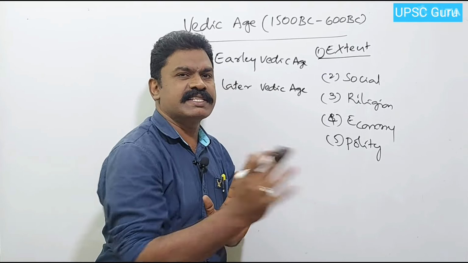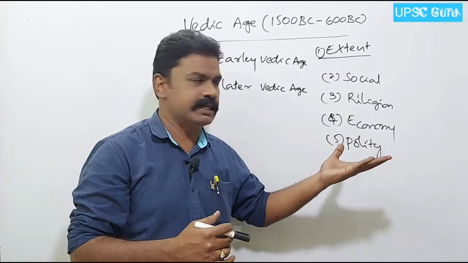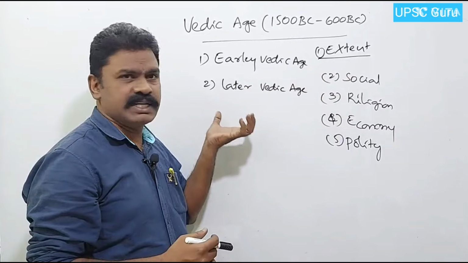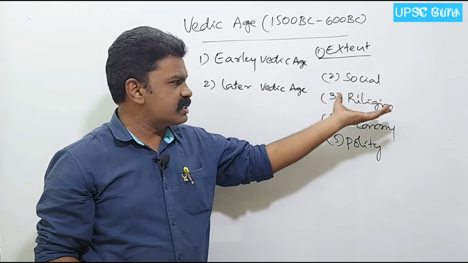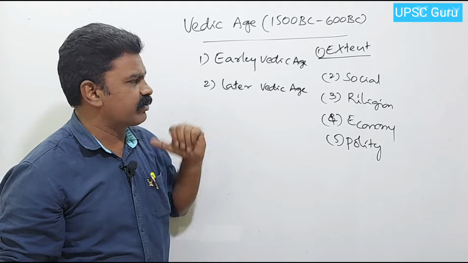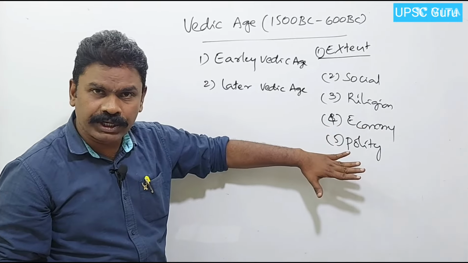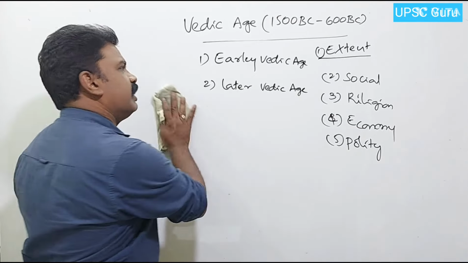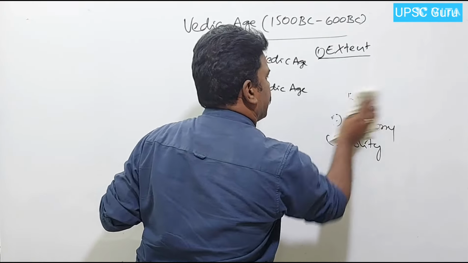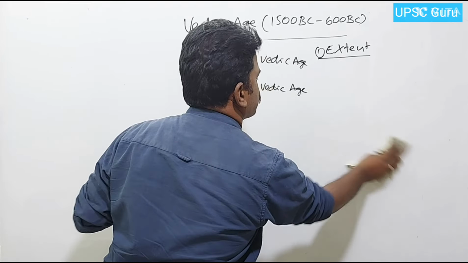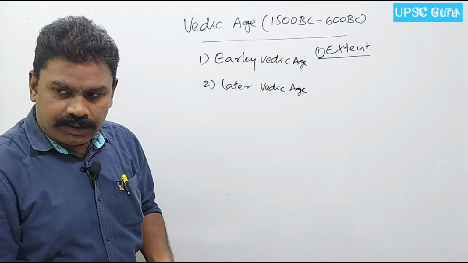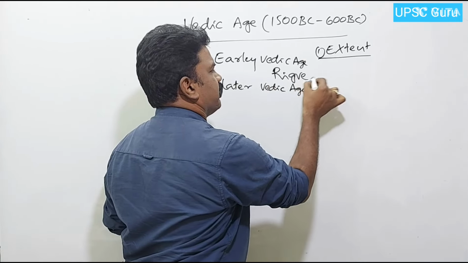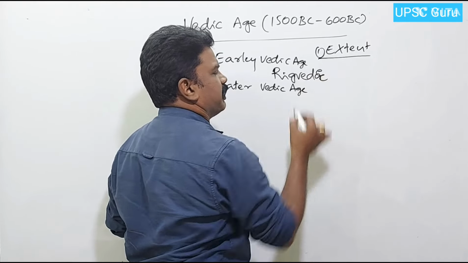Early Vedic age, how far they extended, and later Vedic age, how far they extended. What were the social conditions of the early Vedic age and of the later Vedic age? And what is the religion of the early and later Vedic age? Like that, economy, like that, polity, political conditions. So we can go in any order. First, the extension of the early Vedic age. The early Vedic age is also called the Rig Vedic age because the Rig Veda was composed in that period.